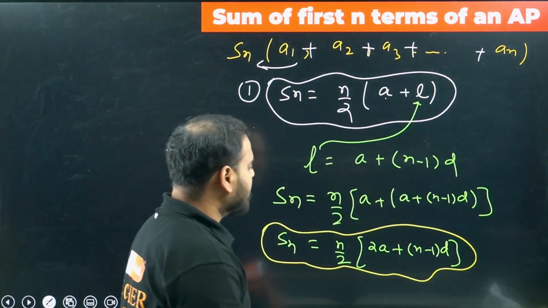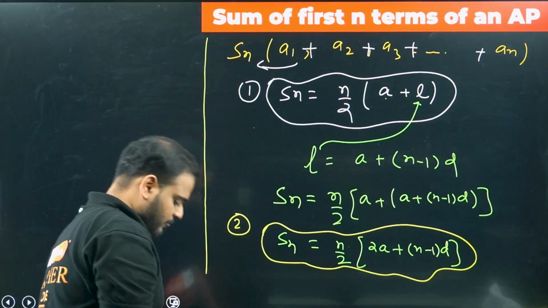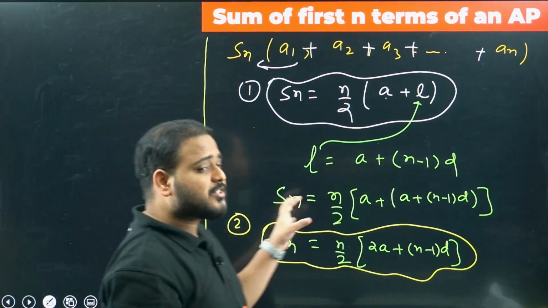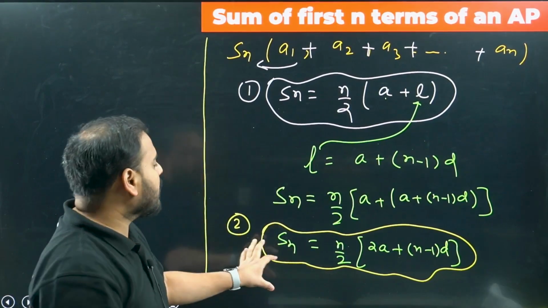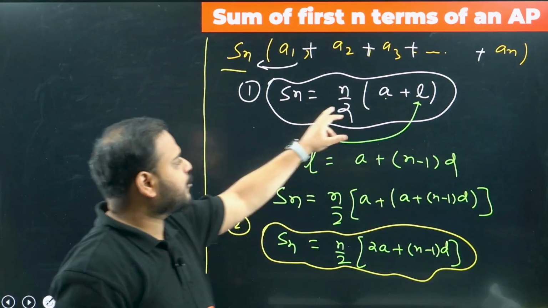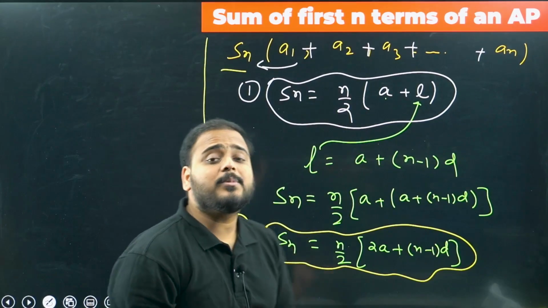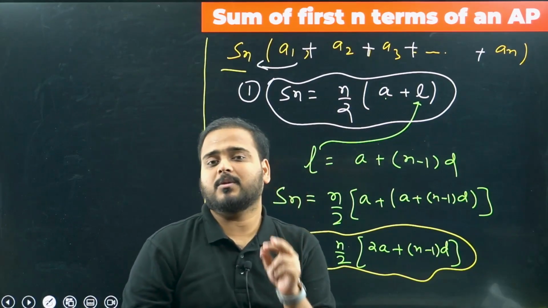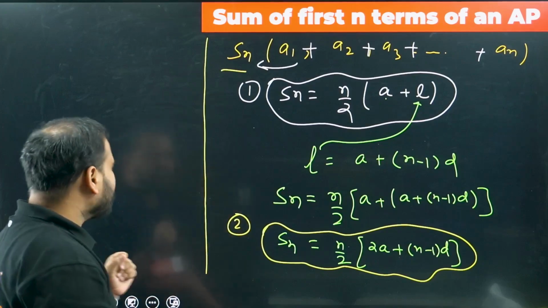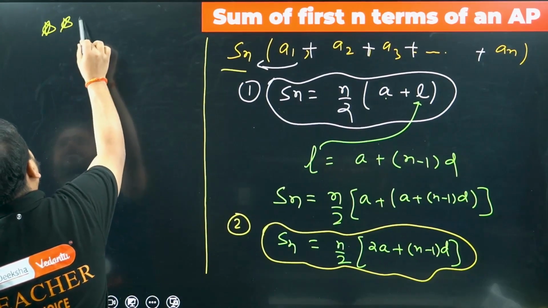Have a look. This is formula number 2. Now I'll give you a result based upon the sum of the n terms. Remember these two formulas: n by 2 times a plus l, and n by 2 times 2a plus n minus 1 into d. Remember these two formulas. Now one important result, sometimes, very rarely, but they ask this result-based question.